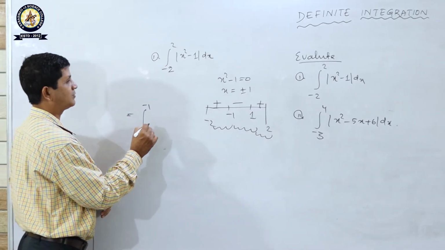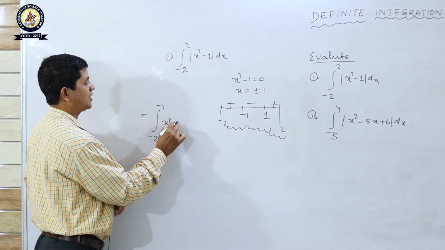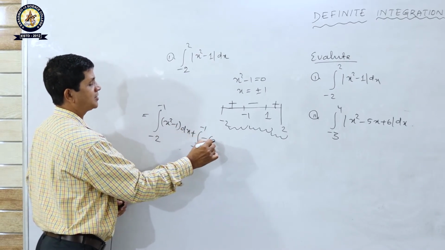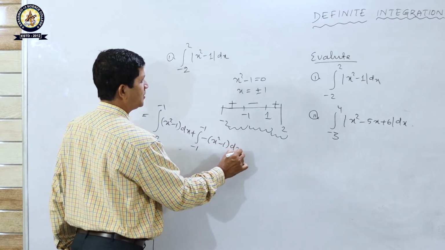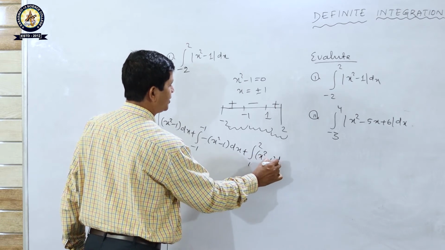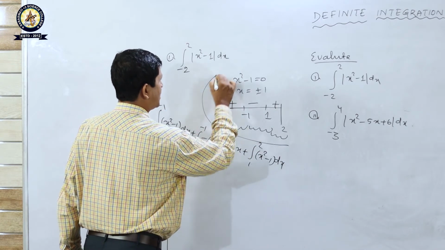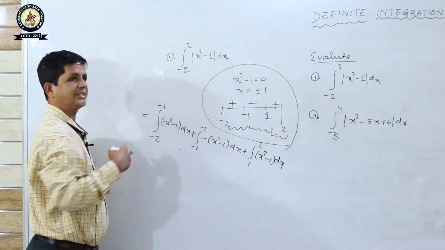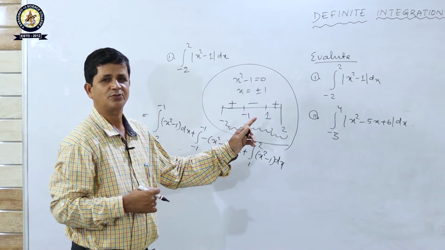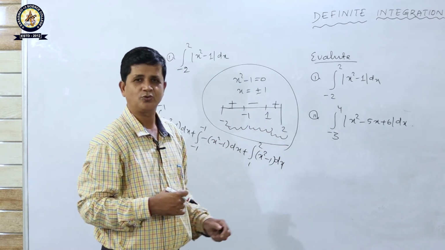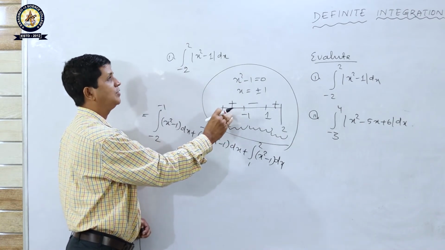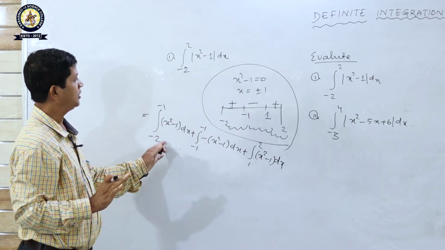So integration from -2 to -1 of (x square minus 1) dx, plus integration from -1 to 1 of minus (x square minus 1) dx, plus integration from 1 to 2 of (x square minus 1) dx. You just break the integration accordingly. -2 to -1 is one interval, -1 to 1 is another interval, and 1 to 2 is another interval. In this case, if you take any value beyond 1, x square minus 1 is always positive. So you use the plus sign.